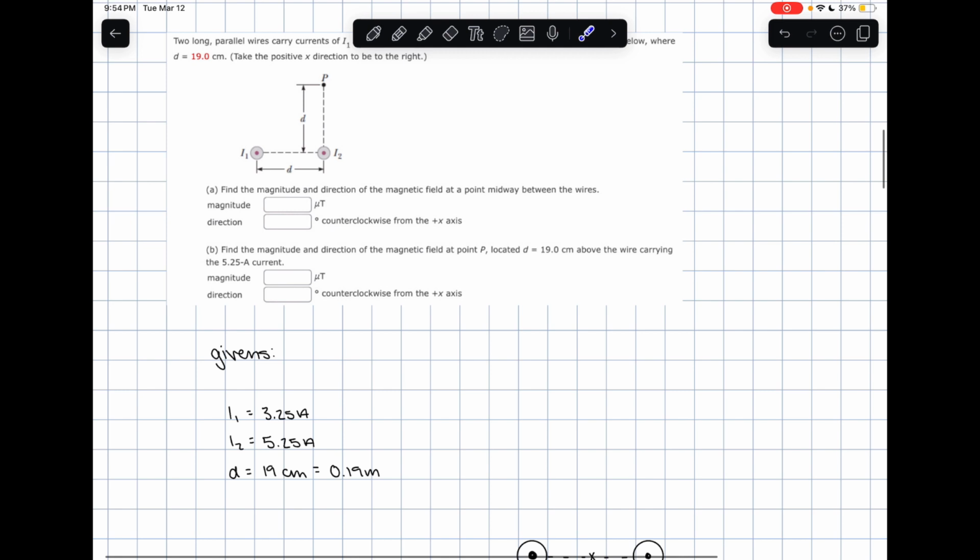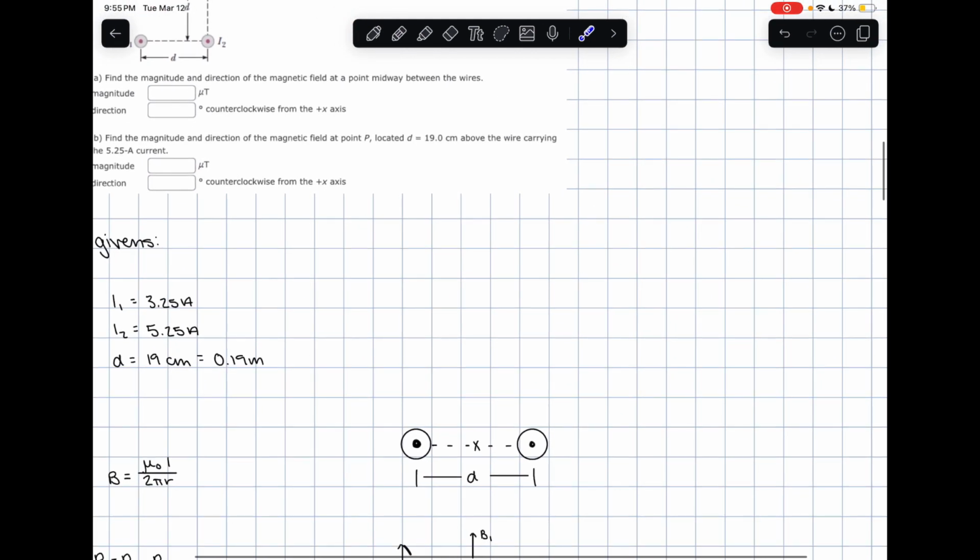First, let's just list all our givens. I1 is equal to 3.25 amps, I2 is 5.25 amps, and D is 19 centimeters or 0.19 meters. And let's also remember that positive x direction is to the right. Now that we have listed our givens, let's take a look at part A. Find the magnitude and direction of the magnetic field at a point midway between the wires.